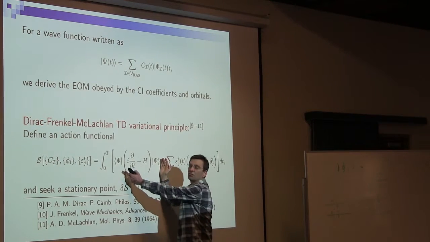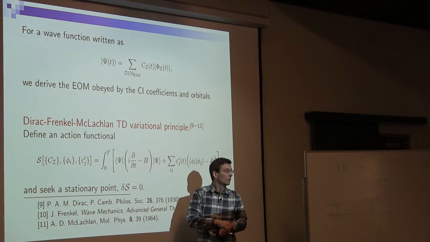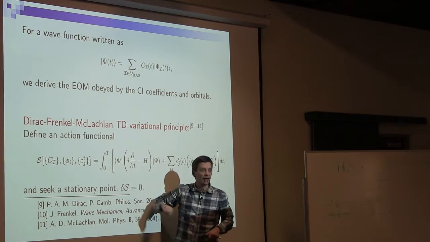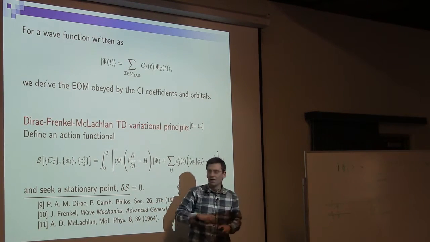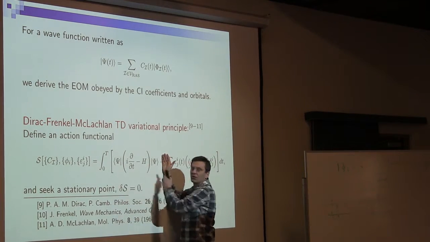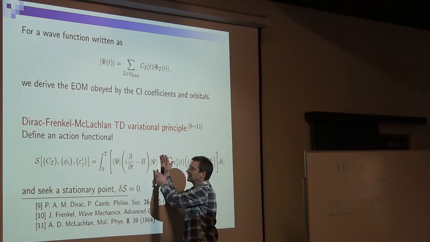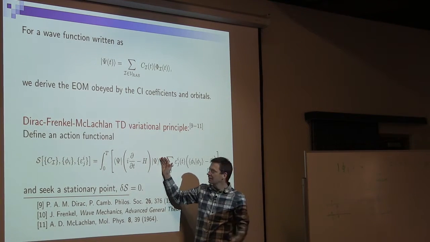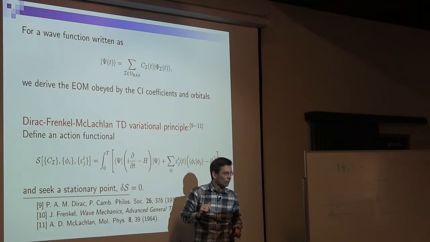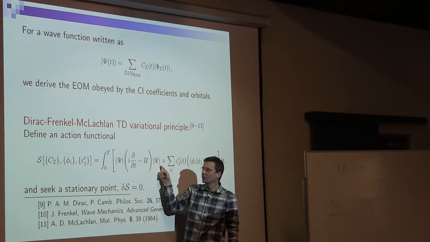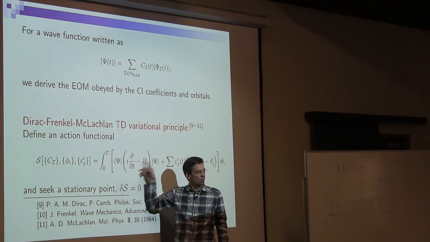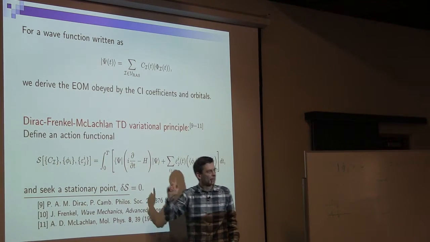What does this then have to be? If this integral, for any delta psi, any crazy delta psi I put in, should be zero, what does this necessarily have to be? Zero, right? And what is this? This is the time-dependent Schrödinger equation. So the time-dependent Schrödinger equation, if all possible variations are allowed, follows directly from this principle.